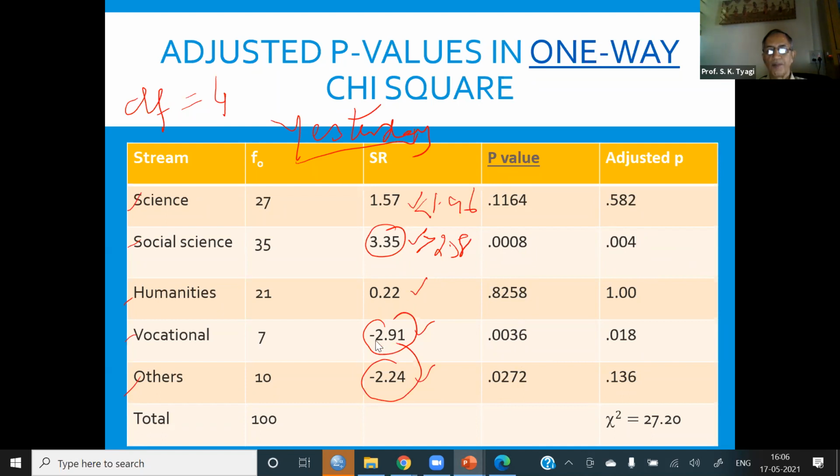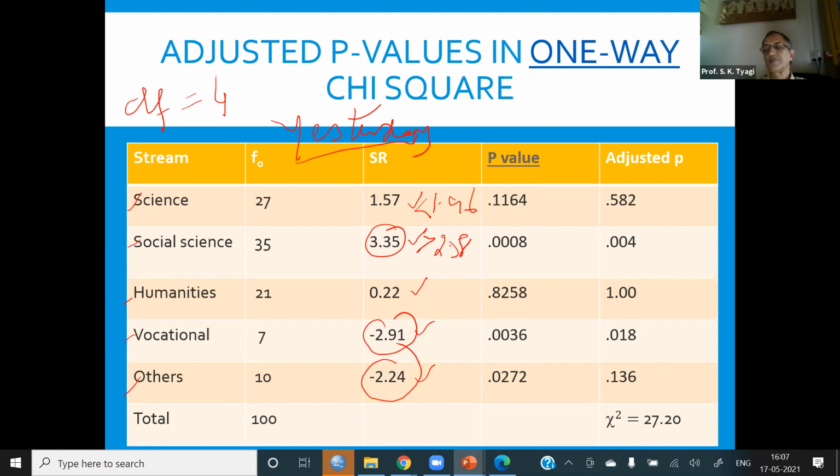0.22, minus 2.91, minus 2.2, minus or plus does not make any difference. You check 2.91, the value will be half of it, 0.0018, multiplied by 2. So these are the p-values. Now multiply each of these p-values with 5. Why? Because we are conducting 5 tests: 1, 2, 3, 4, 5. These are the adjusted p-values.